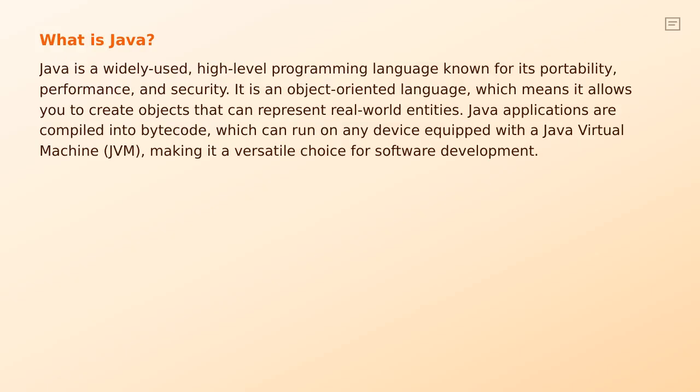Now we're on What's Java. Java is a widely used, high-level programming language known for its portability, performance, and security. It's an object-oriented language, which means it allows you to create objects that can represent real-world entities. Java applications are compiled into bytecode, which can run on any device equipped with a Java Virtual Machine, JVM, making it a versatile choice for software development.